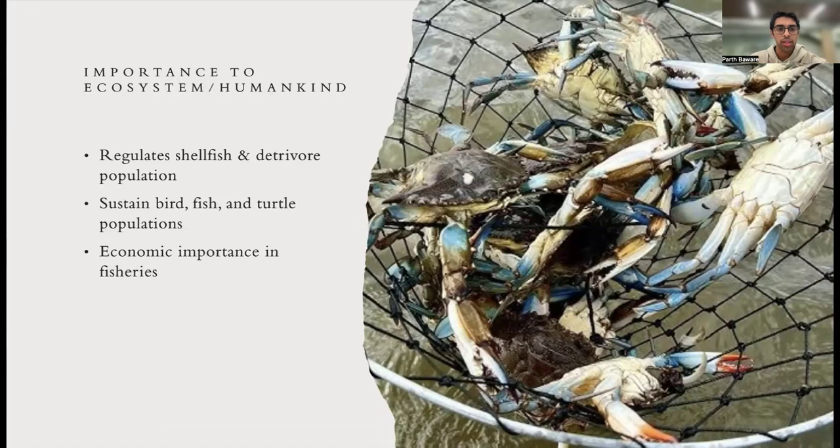So now finally, let's touch on the importance to the ecosystem and humankind that the blue crabs have. Blue crabs regulate shellfish and detritivore populations, and it does this by preying upon shellfish and giving other scavengers competition for resources. And it sustains the bird, fish, and turtle populations by serving as prey for those organisms.